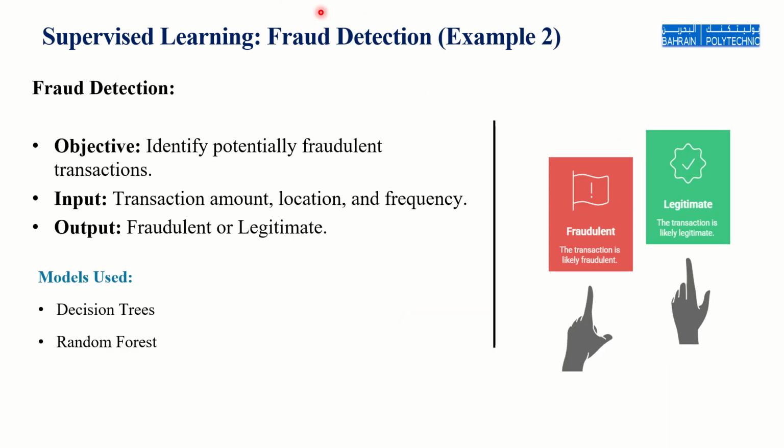Now coming to the next example, fraud detection. We have to identify potentially fraudulent transactions. The inputs could be the amount itself, the location, the frequency, and definitely the date and time. With all that information, we predict whether a particular transaction is fraudulent or legitimate. We have another set of algorithms called decision trees and random forest. Random forest is one of the most commonly used algorithms, which works well and gives accurate results for many data sets.